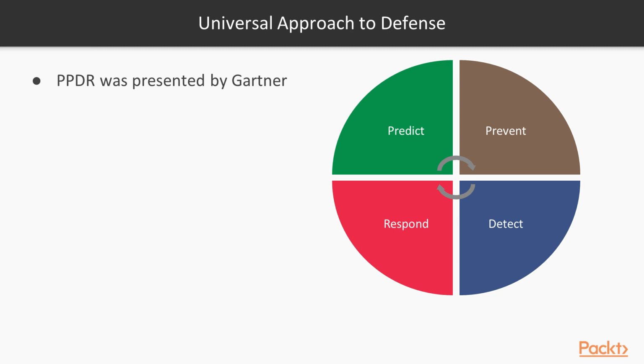Let me introduce the best approach for building security solutions for any application. It was presented by Gartner. It's called PPDR. The idea is that the holistic protection should consist of 4 different measures: predict, prevent, detect, and respond. And it's a very important thing, so please concentrate on the theory. Let's take a closer look at 4 measures.